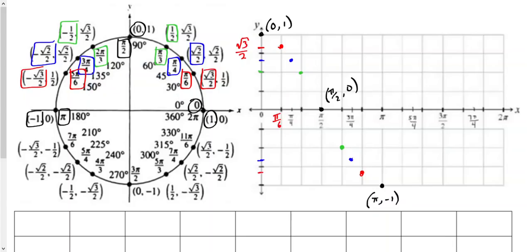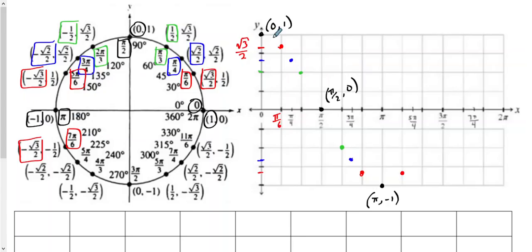All right, we're halfway around, halfway to go. 7 pi over 6 and negative root 3 over 2. These values are negative because we are to the left of the y-axis. We're on the negative side of the x-axis.